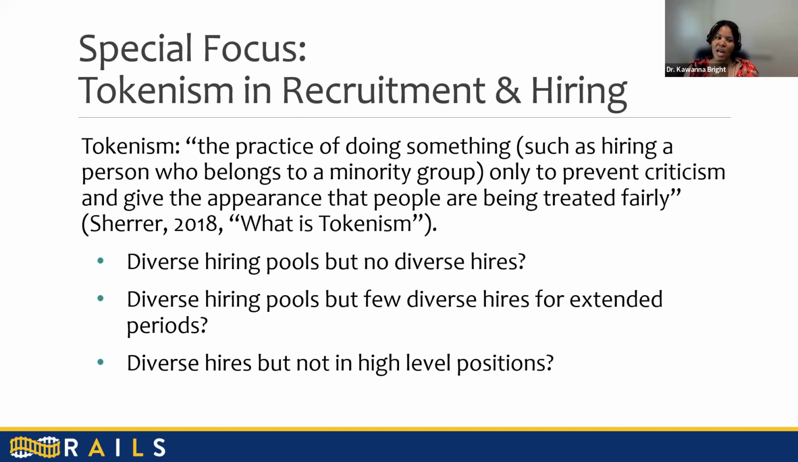Well, if you have a lot of diverse hiring pools, but you don't have any diverse hires coming out of that pool, you're hitting one of the benchmarks that a lot of institutions have, that, hey, our pool is very diverse, they're just not coming to the top. There's usually something else going on that's causing that. If you have diverse hiring pools, but few diverse hires for extended periods, so you're only seeing someone being hired every other year, every couple of years, and usually it's because that first person hired has left and you need to hire someone else. And then also, if you're seeing diverse hires, but they're not being hired in the high level positions, if they're only being hired into staffing positions, you're not seeing that in your upper level librarian, upper level administrative positions, you want to take a look at that and see what's going on there as well.